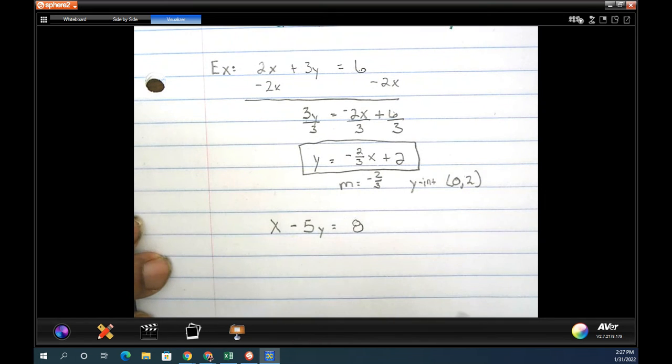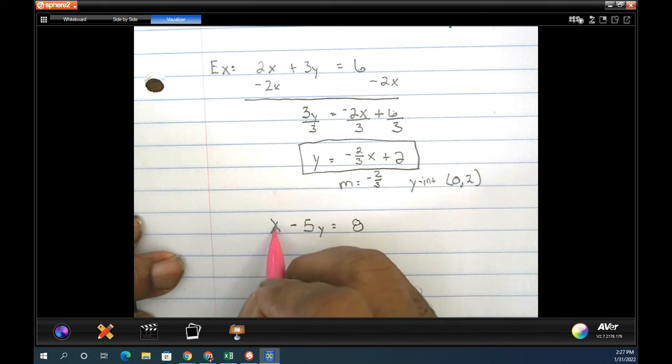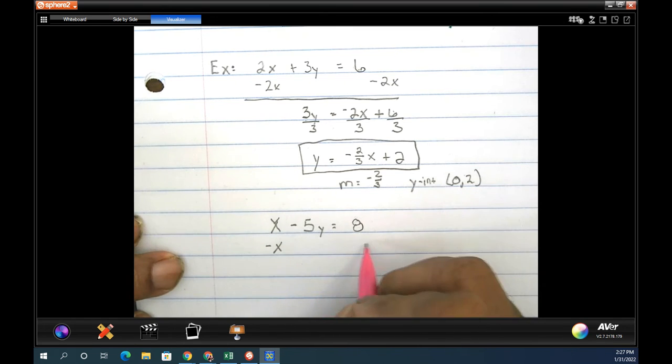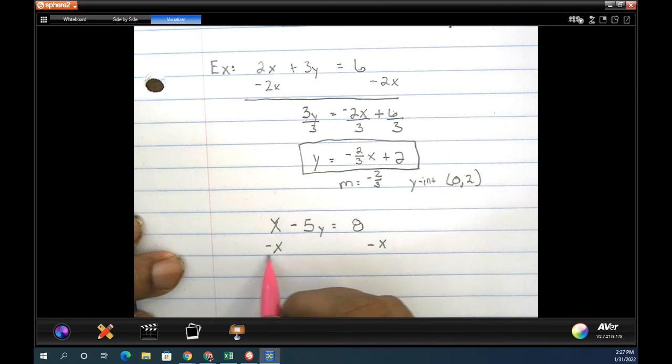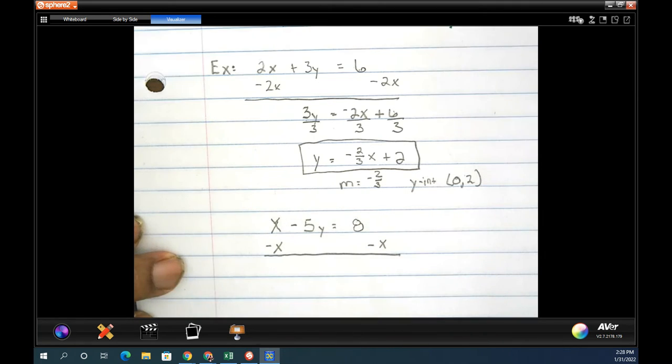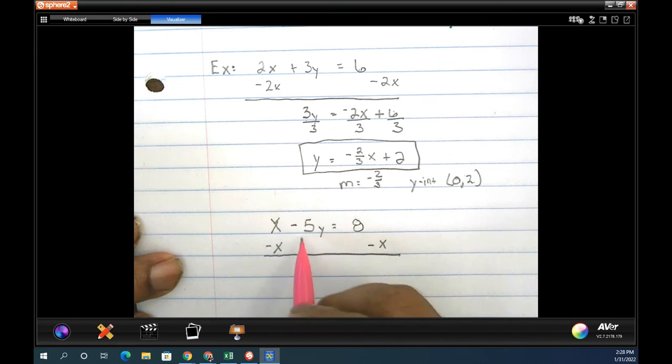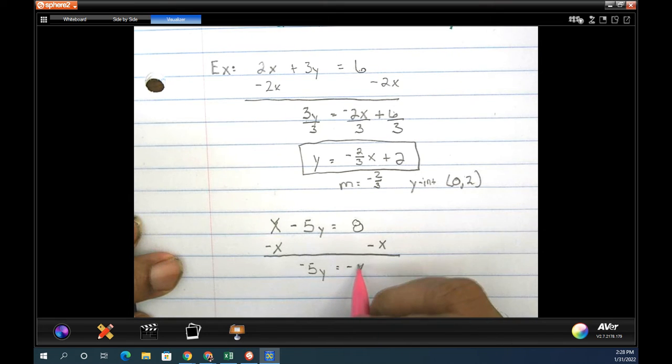Rule number 1. What does it say, Schaefer? What is rule 1? Yep. So in order to move it, we got to subtract. It's positive here. So we subtract x from both sides. Now, this is where you have to be careful of your signs. On the left side, we have negative 5y is equal to negative x plus 8.